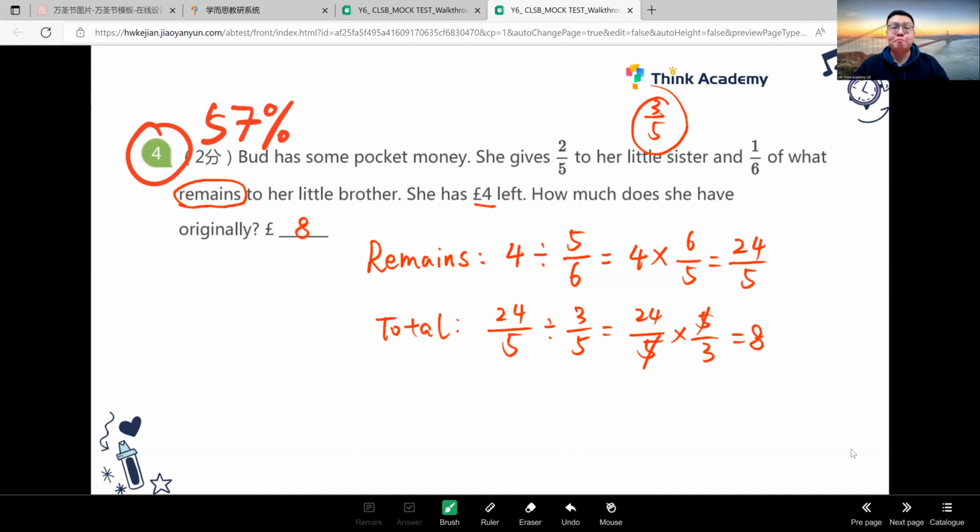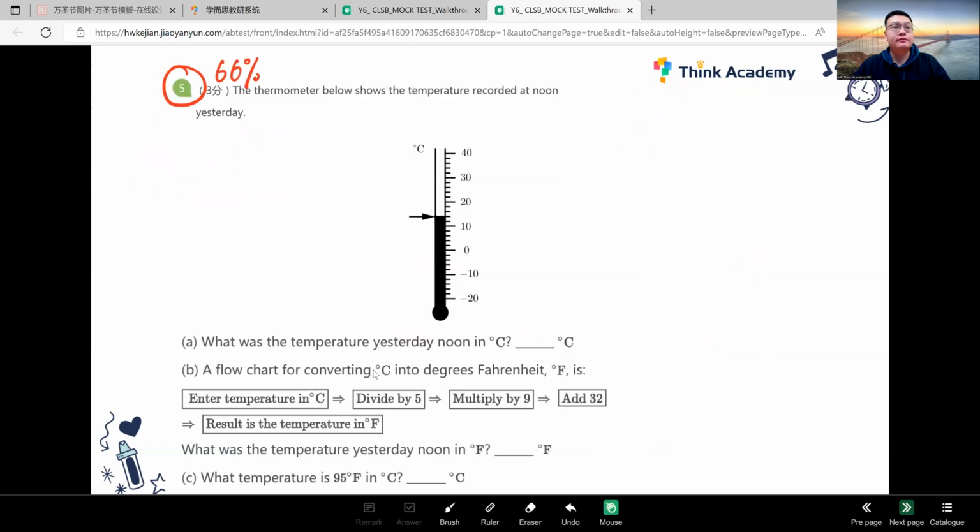Okay, so let's move on to this one. The thermometer below shows the temperature recorded at noon yesterday. What was the temperature yesterday in Celsius? Okay, let's read it. It is between 10 and 20. For each small interval, we need to use division to find it.